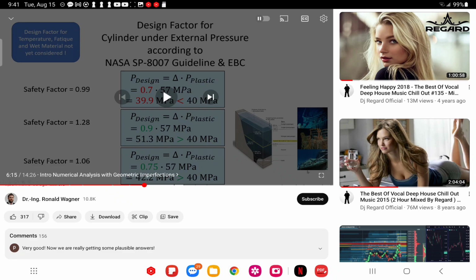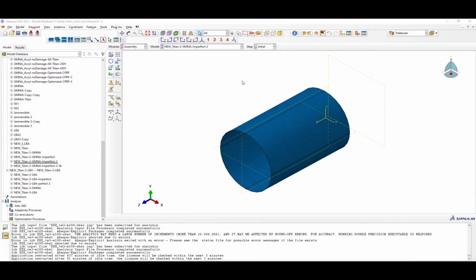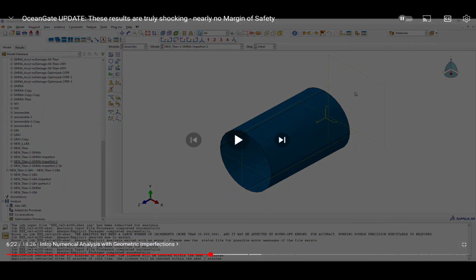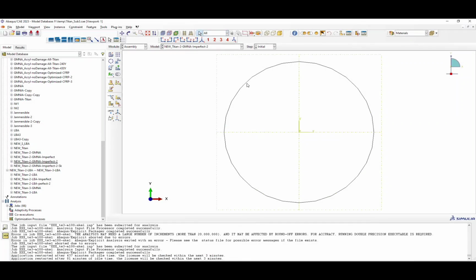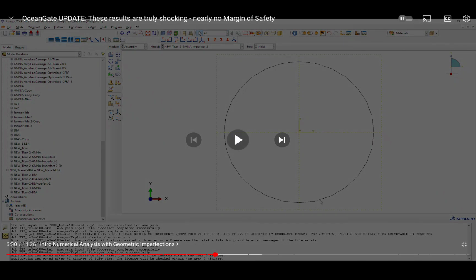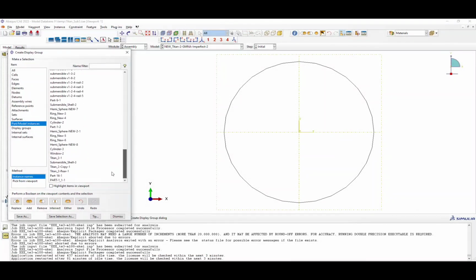Okay, back in his video at 6:15, it shows. "So in addition, I performed a numerical analysis with geometric imperfections, and I want to show the result." Okay, geometric imperfections, and he wants to show the result. Listen, his own words. "So here we have a perfect cylindrical shell, so no imperfections. And the cross-section here looks like this." And there's the cross-section. That's his cross-section, not mine. He identified it as his cross-section. "Perfect. Now I add my imperfect model."